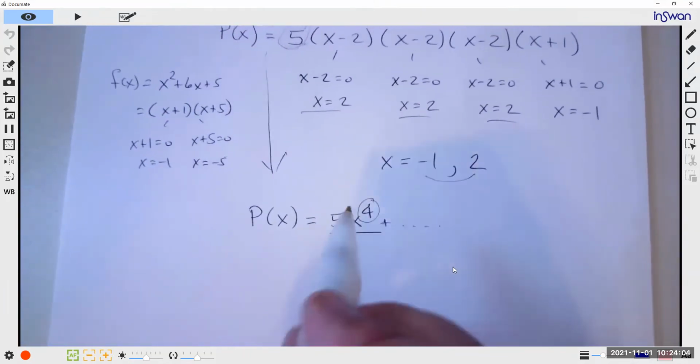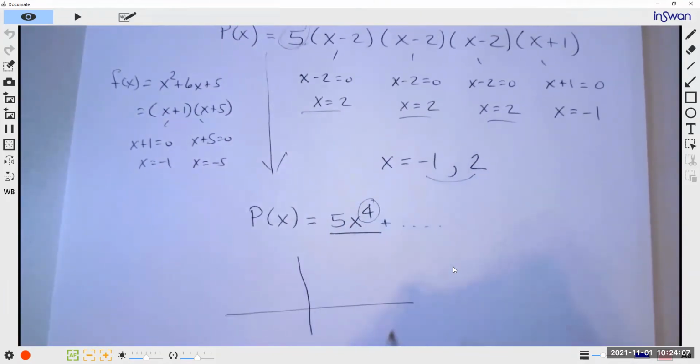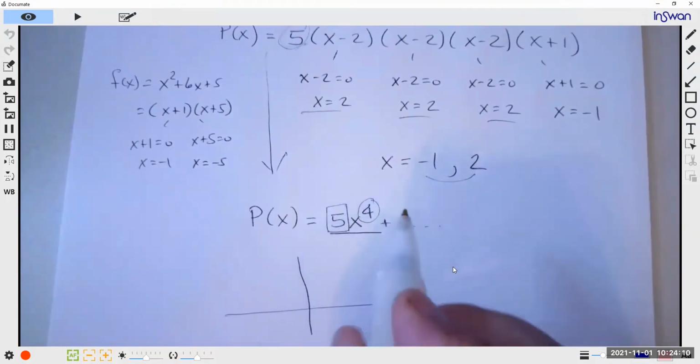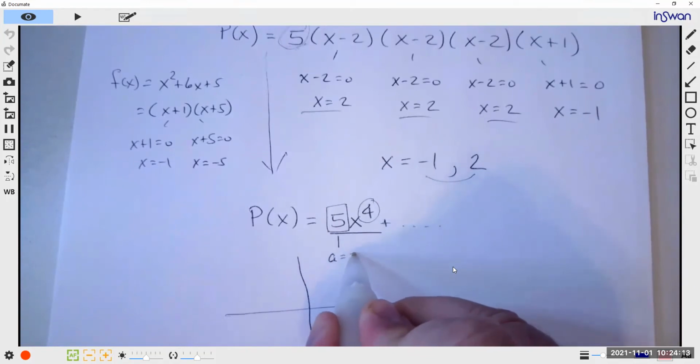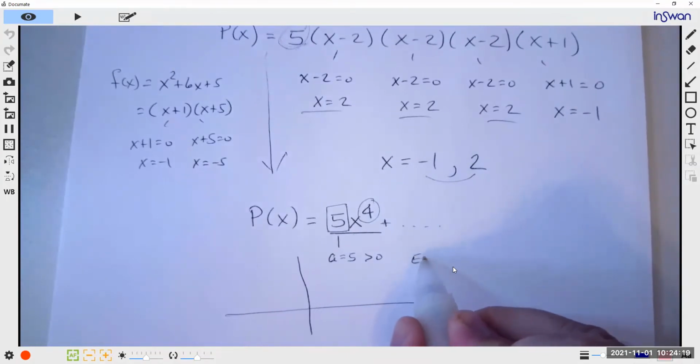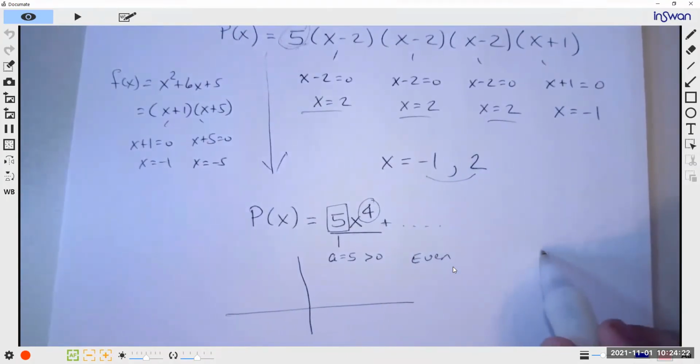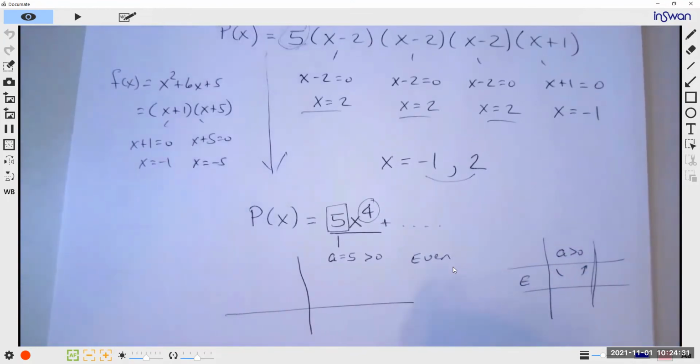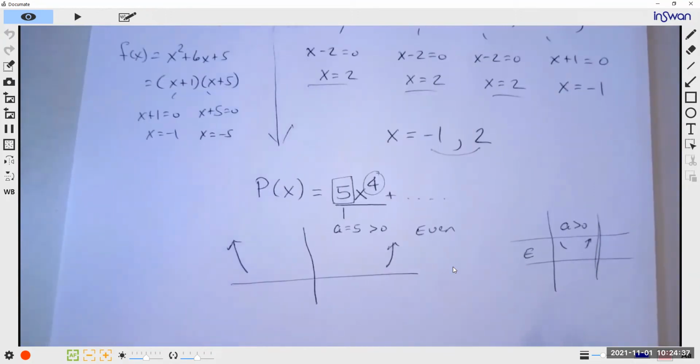So what do we know about this graph? Since the leading term is positive, a is 5 and it's greater than 0. The degree is even. Remember from our table, if a is positive and the degree is even, all we know for sure is the ends of the graph look like this. And we know at -1, we have an intercept, and at 2, we have an intercept.